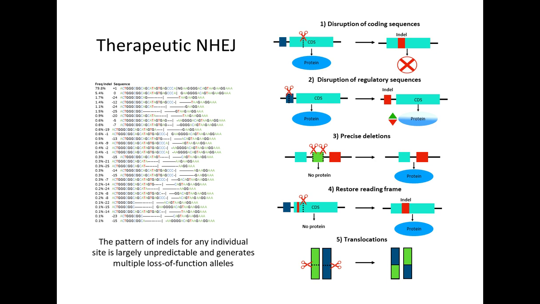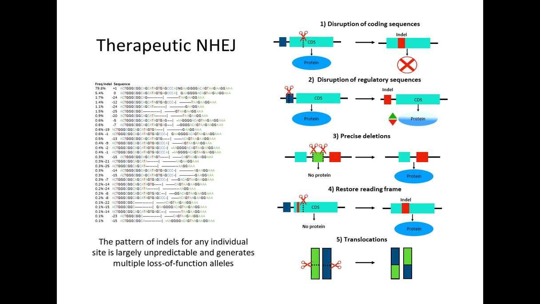So the NHEJ outcomes are harder to control, but nonetheless, you can use this for therapy. If you use NHEJ to target a coding sequence, you can prevent protein expression, and that has therapeutic uses. You can use it to target regulatory elements, shown here in 2, like a promoter, enhancer, microRNA. And the final effect in protein expression can be repression or activation, depending on the role of that element.